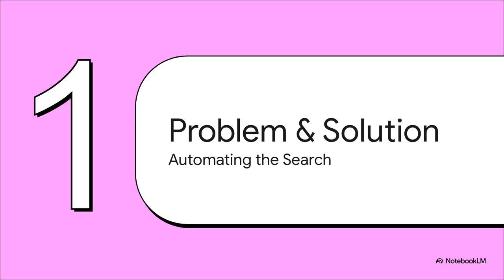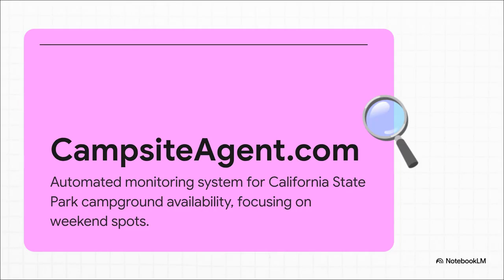Okay, so we've all been there. We get the problem, but where there's a problem, there's usually a clever developer somewhere thinking, hey, I can fix that. And this is it. Meet CampsiteAgent.com. At its core, it's an automated system that keeps an eye on the California State Parks booking site for you. But here's the key. It's laser-focused on finding those super hard-to-get weekend spots.